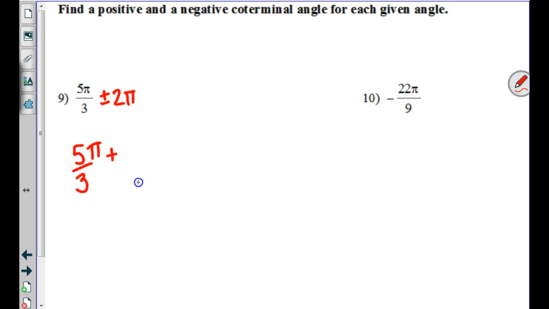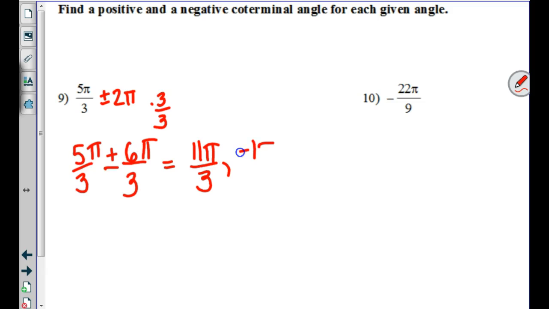I would really prefer you start thinking about your fraction rules because you're going to need them desperately in a couple days. How do you write 2 with a denominator of 3? So 6, you multiply 3 top and bottom, right? So now you have 6/3. All right, so if we add it, we get what? 11 pi over 3. If we subtract it, what's 5 minus 6? Yep.